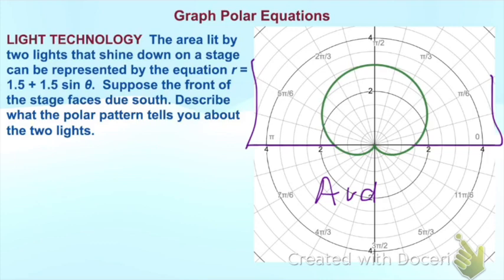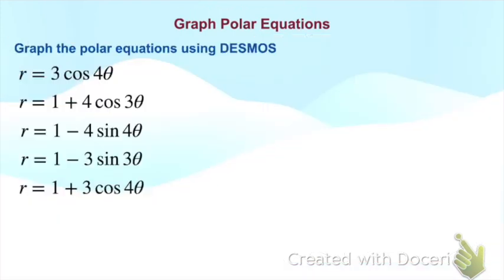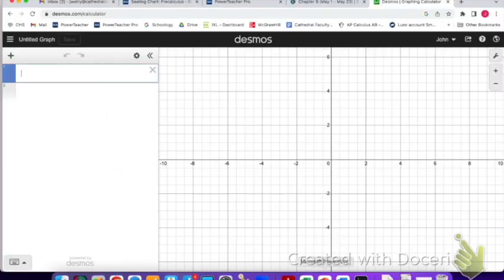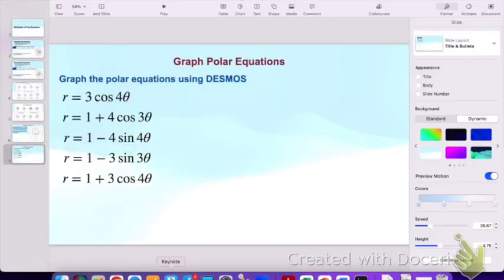These do have applications with like sprinkler systems, and there are ways to actually see how to maximize lighting, microphones, spray patterns on things. So these do have applications. All right, we're just gonna graph some polar equations using Desmos to see what they look like. All right, so in Desmos, we are going to do 3 cosine 4 theta.